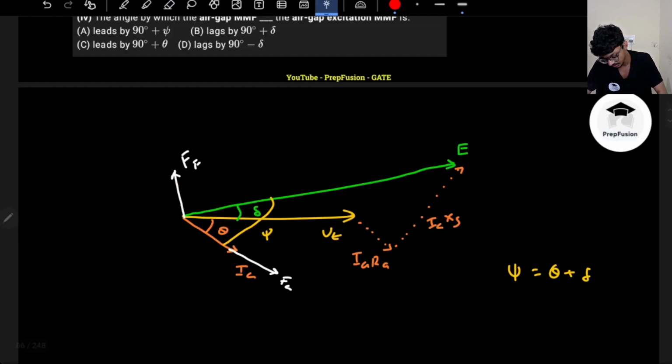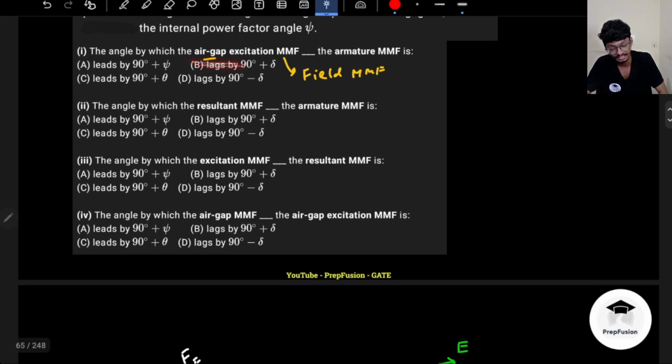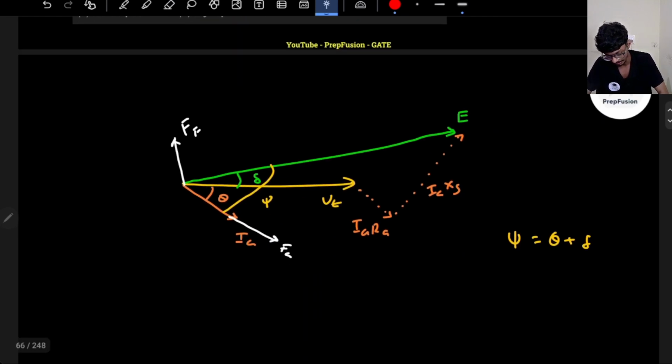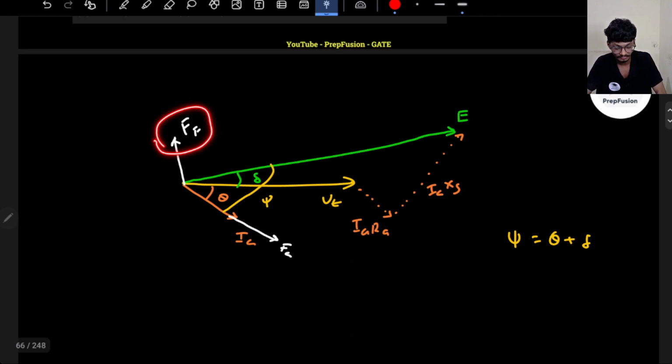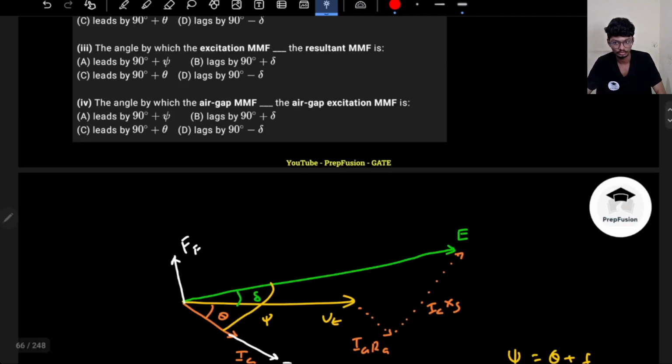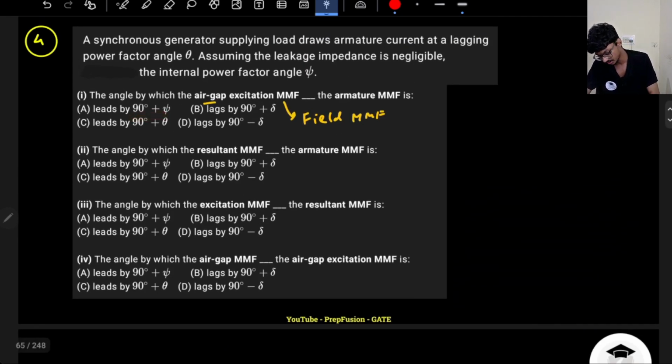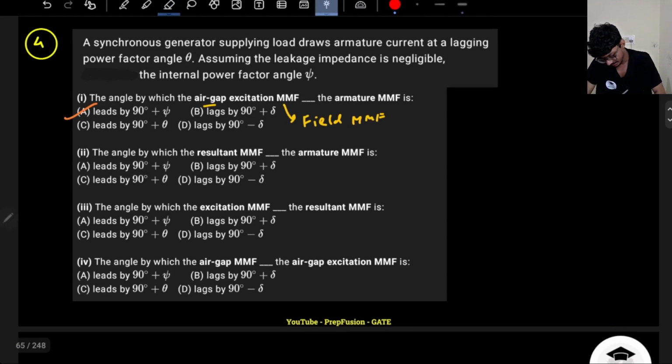They are asking me how much does the air gap MMF lead or lag. So the air gap MMF leads the armature MMF by psi plus 90. So option A will be correct for the first one. For the first one, option A will be the correct answer, psi plus 90.